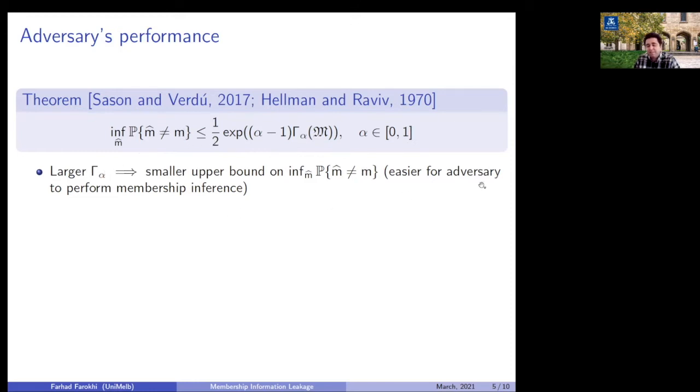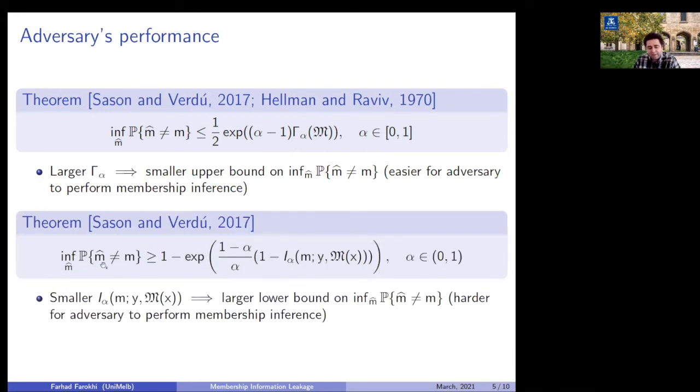So it becomes easier for the adversary, the optimal adversary, to distinguish M being 1 or M being 0. So we want, from our perspective, not the adversary's, this gamma to be small, so that it makes the job of the adversary harder and harder.